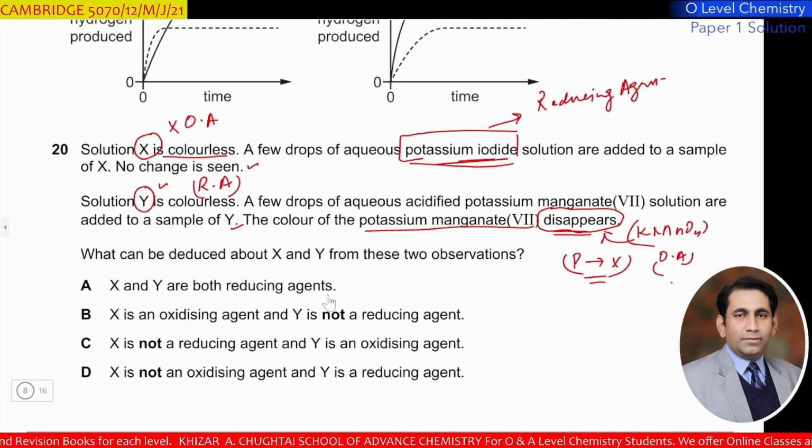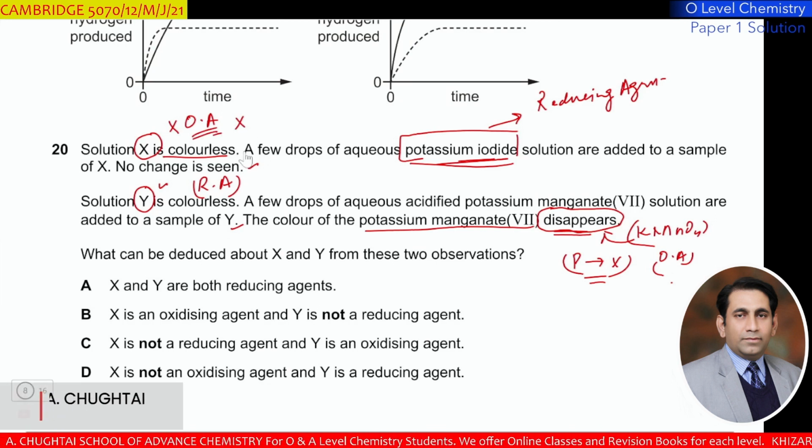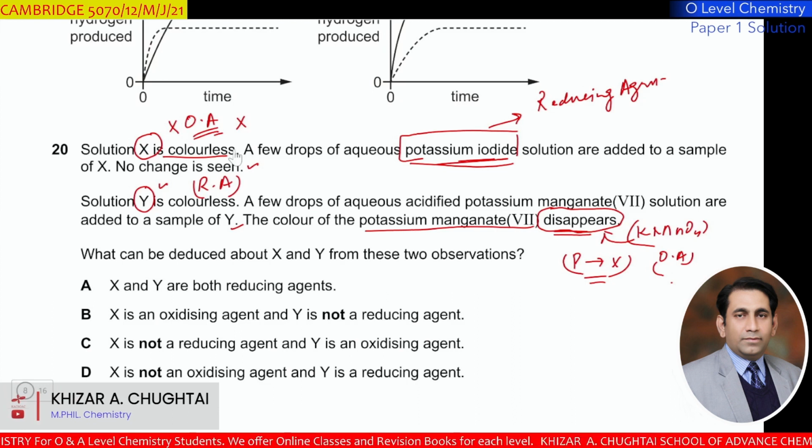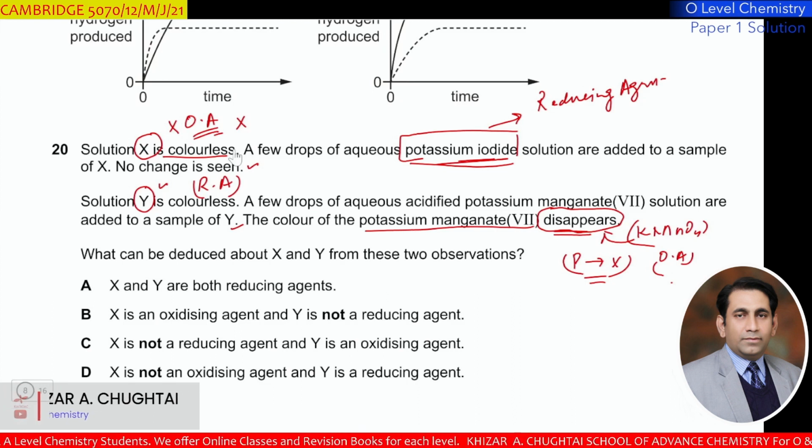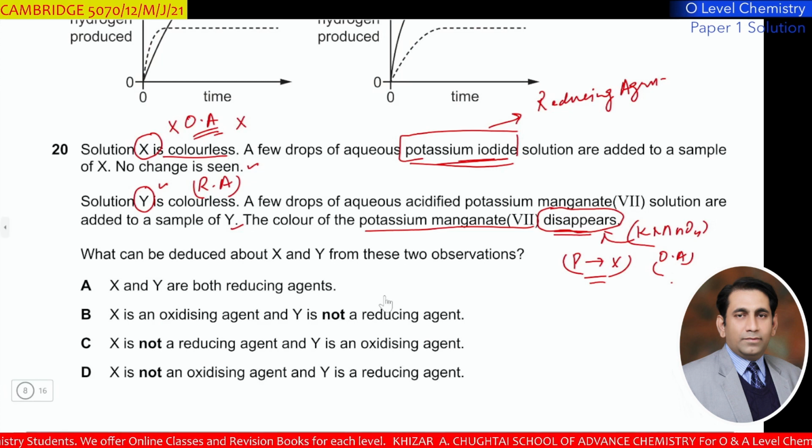Option A: X and Y are both reducing agents. It is confirmed that X is not an oxidizing agent. It may be a reducing agent, but that is not yet confirmed. The second one says X is an oxidizing agent. No, it's not an oxidizing agent. It's wrong. C says X is not a reducing agent. Again, we are not confirmed. It may be, but we have not performed any sort of experiment or test.